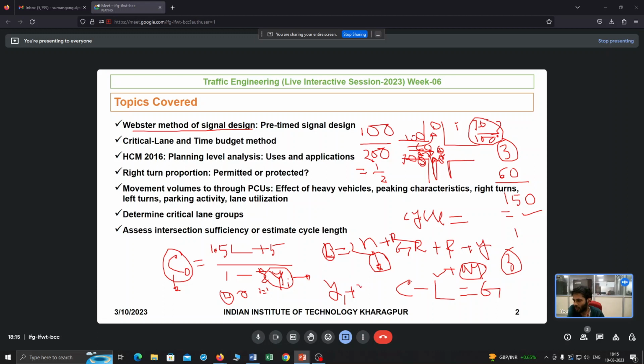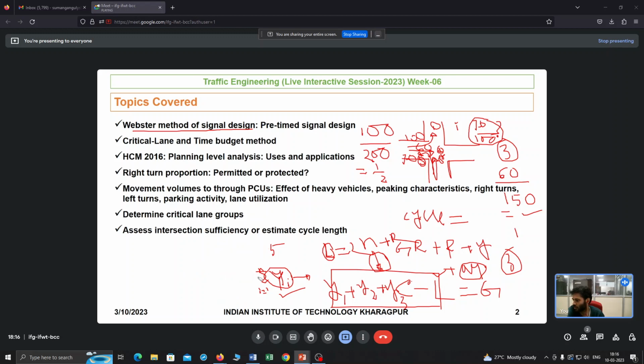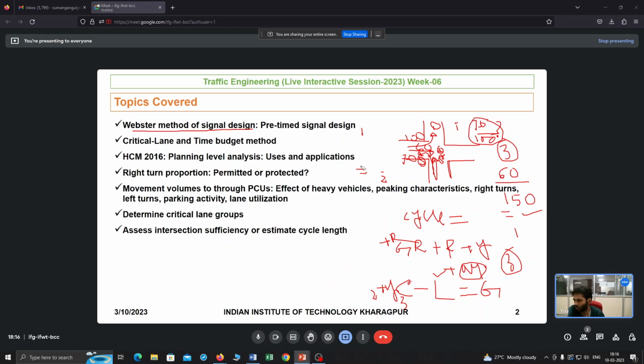Then it is called y2 and then y3. Like that you have to calculate the optimal cycle length based on the Webster method of signal design, right? Maybe we will do some Webster method related problems later on in this course.